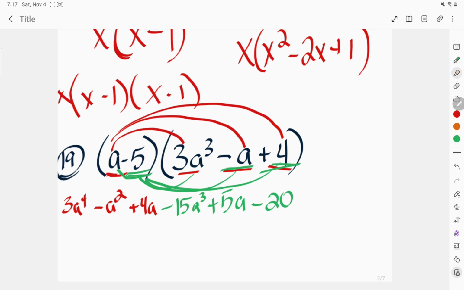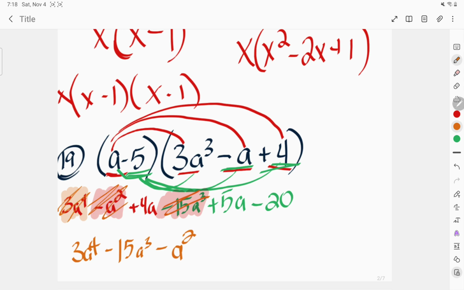So what are my like terms now? I have this 3a to the fourth. I do not have another 3a to the fourth. So I'm going to bring him down. 3a to the fourth is my start. Next, I have negative a squared. And I don't have another negative a squared, but I've got this negative 15a to the third. And it should go before, by order of operation, the a squared. So negative 15a to the third. Got that one taken care of. Negative a squared. That one taken care of.